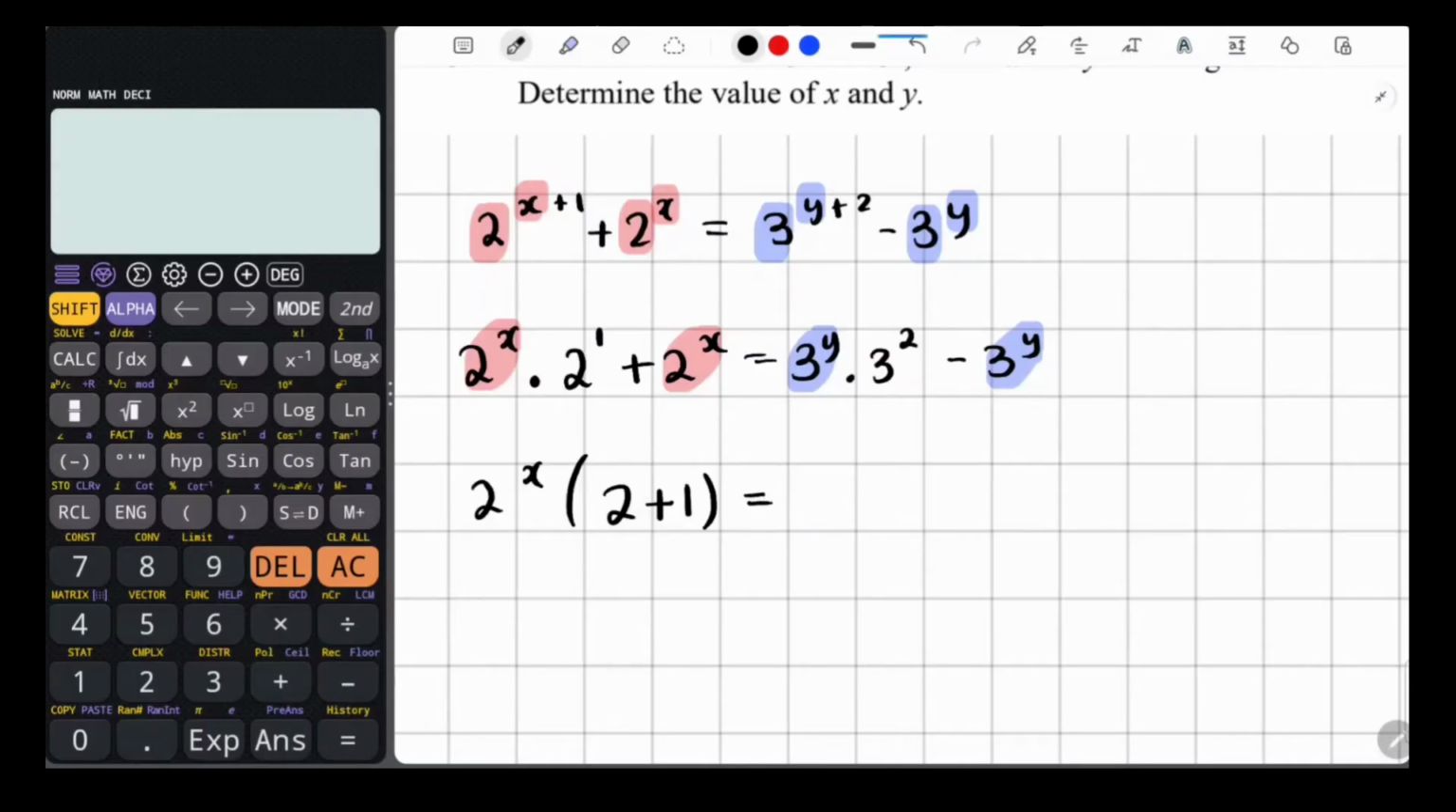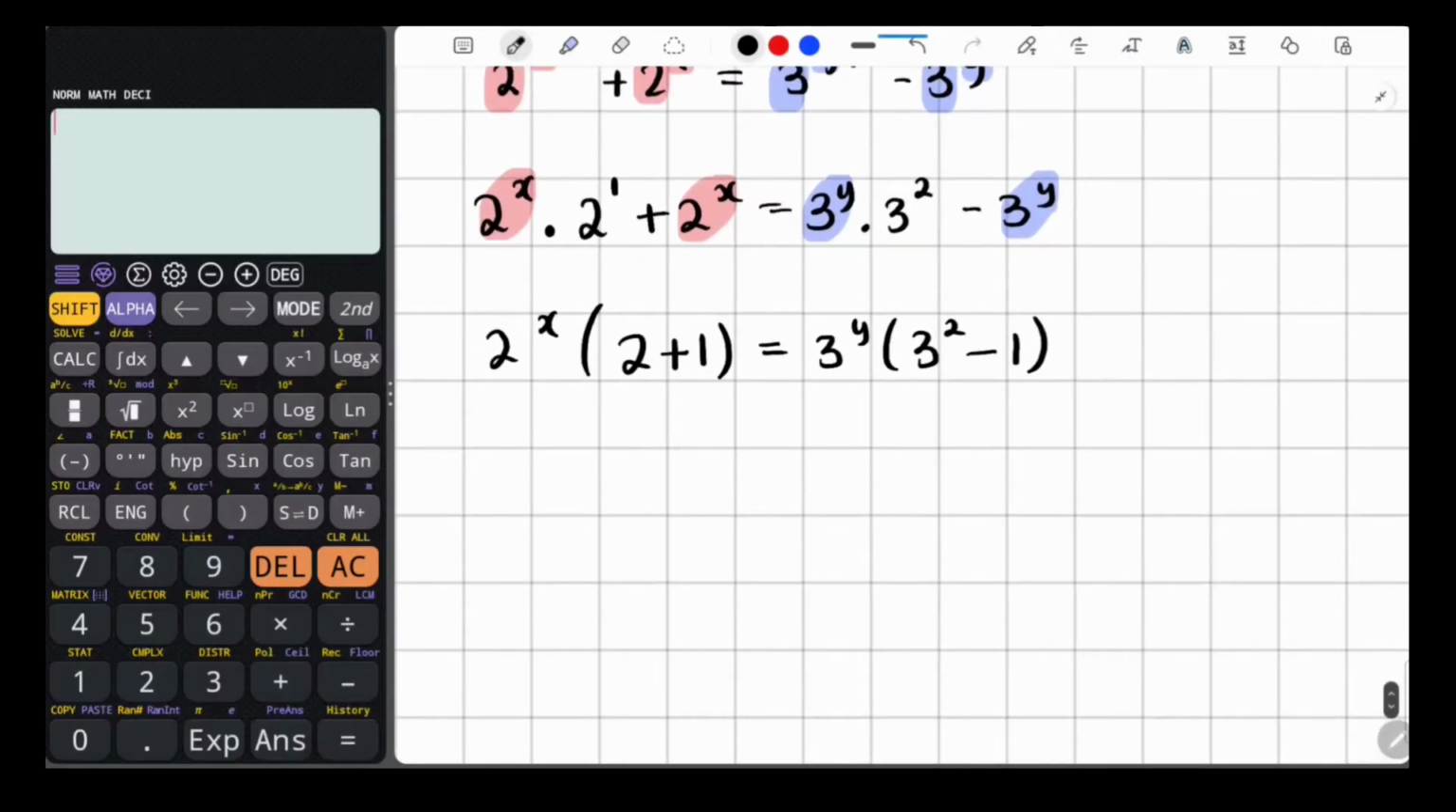Is equal to, again, take 3 to the power of y out as a common factor. So 3 to the power of y, open up a bracket, and we're going to have, what do we have to multiply to this to get back here? 3 to the power of 2. And then we have the negative 3 to the power of y. So we're going to have this divided by this. And as you can see, they're the same thing. They would cancel and you'd just be left with minus 1.